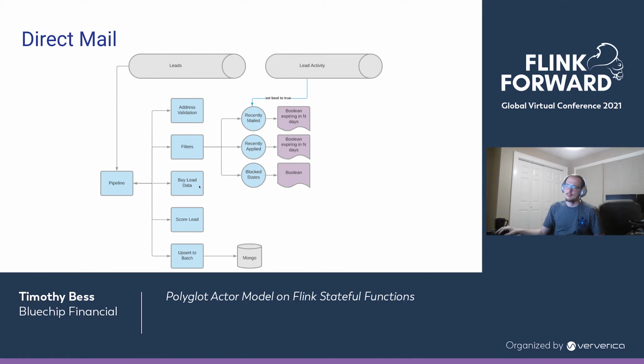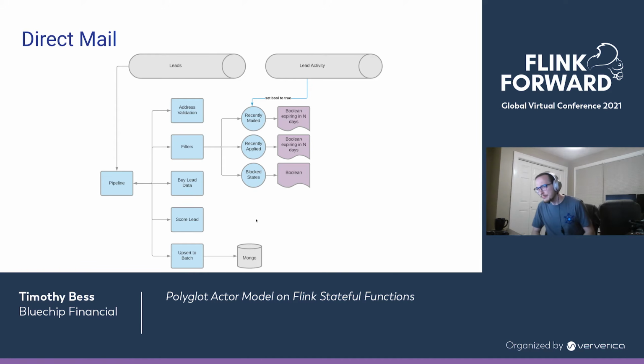Then we buy some extra lead data and run a machine learning model. This is Python; the rest of this code is Scala. We were able to let our data scientists just consume the Statefun Python SDK. They use the state to store their models, I believe, and they can swap out those models at runtime on a different topic. Then we give it a score, and we upsert it into a batch in Mongo. And as a separate background process, periodically we pull our top N leads out of Mongo and send them postcards.